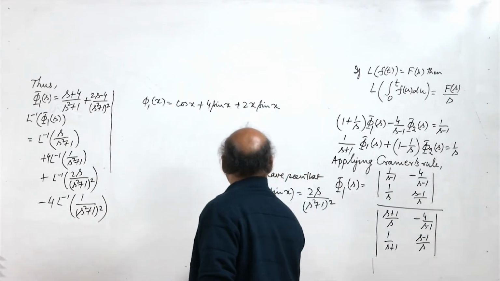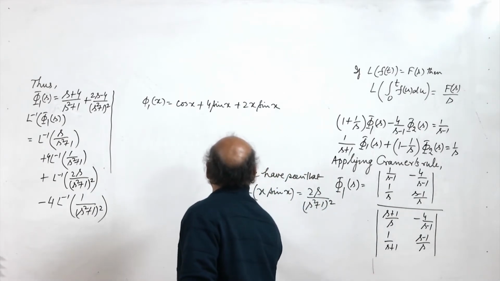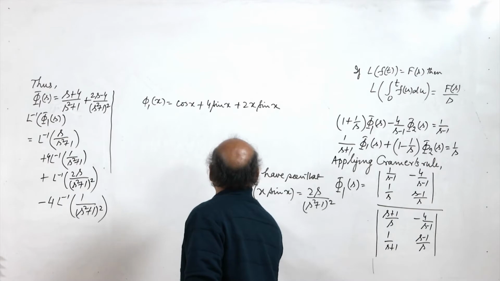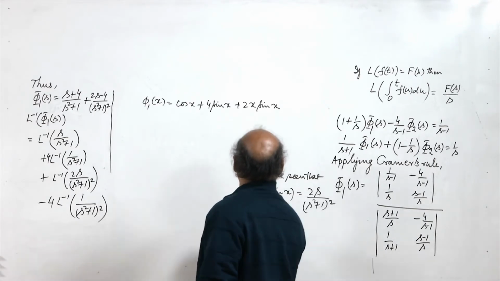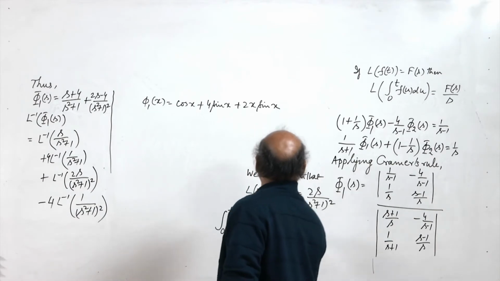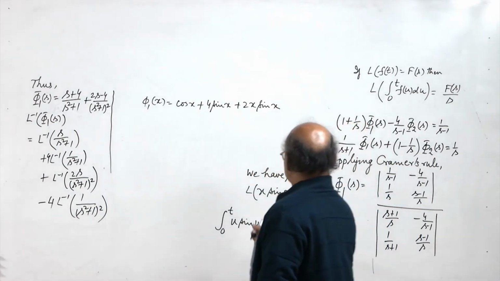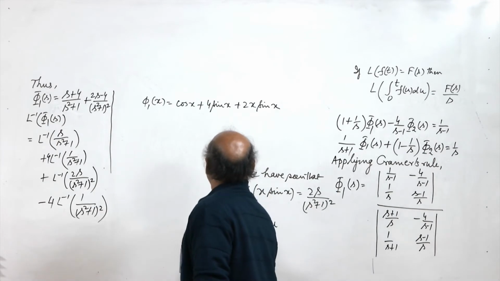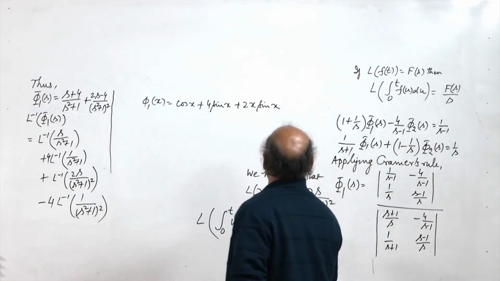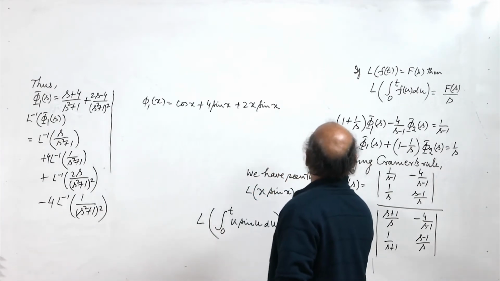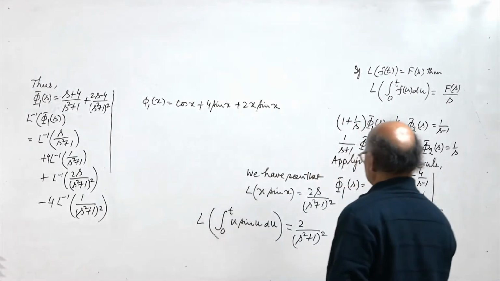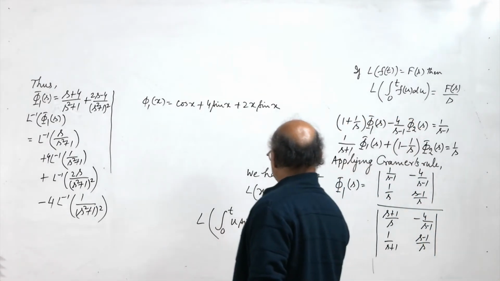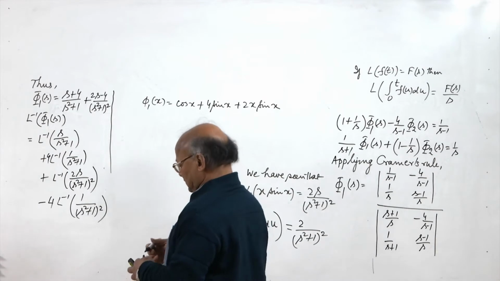So what we will have, integral 0 to t, let us consider u sin u du. The Laplace transform of this, by our formula, is nothing but f s by s, that is 2 upon s square plus 1 whole square. So let us see what this integral is.